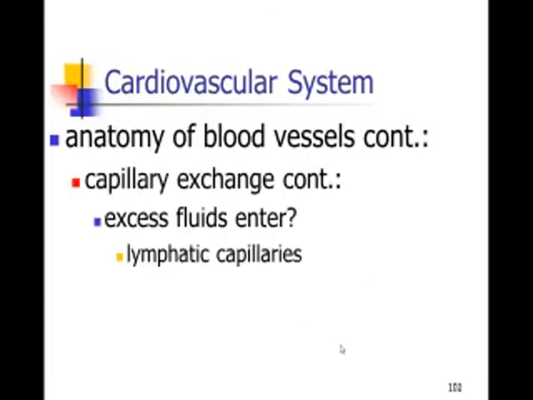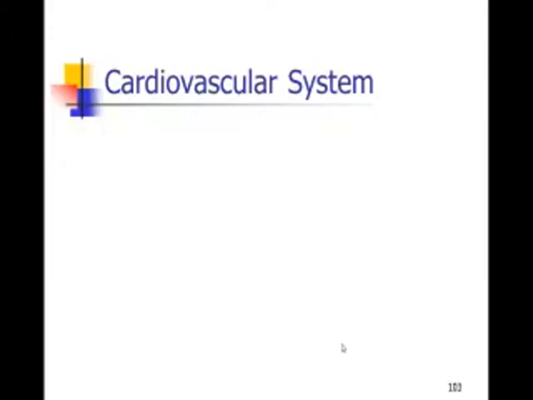So, excess fluids are going to go where? They go into the lymphatic capillaries. And the lymphatic capillaries are a way of returning the fluids that leave the blood back to the blood, because eventually they travel up to the vessels at the base of the neck and go into the blood vessels there.